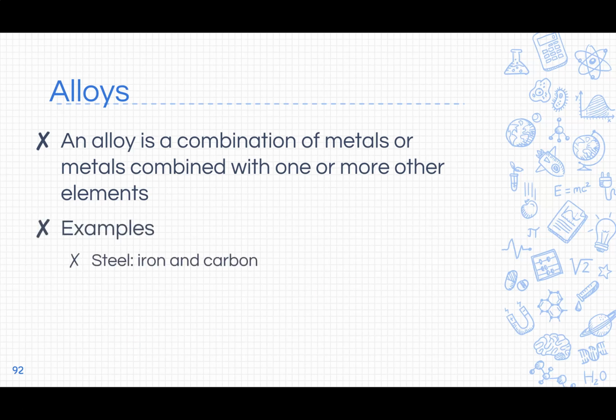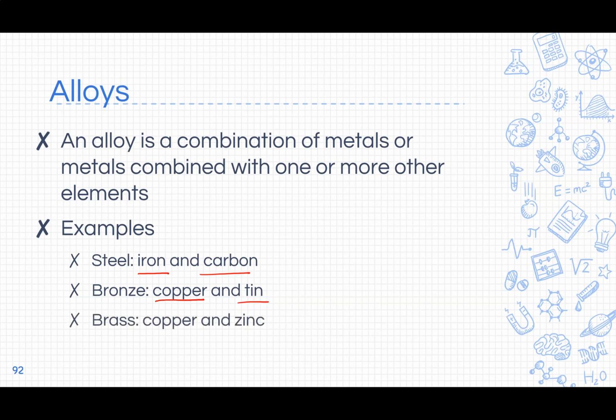Some examples are steel. It's a mixture of iron and carbon as well as other things, but those are the two main components. Bronze is a mixture of copper and tin as well as other elements, but these are the major components. And brass, which of course we did our brass lab, and we learned that brass is a mixture of copper and zinc as well as a bunch of other things. So these are examples of alloys. Notice bronze and brass are two metals mixed together, but steel is a metal and a non-metal. All of these things are considered alloys.